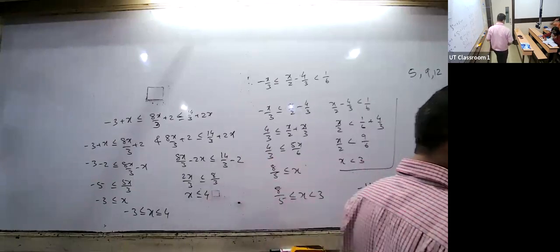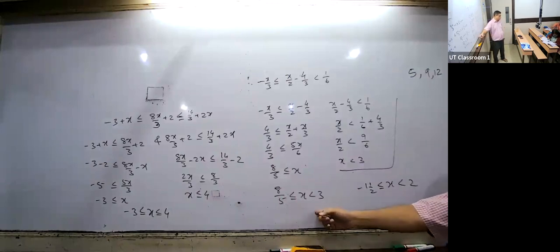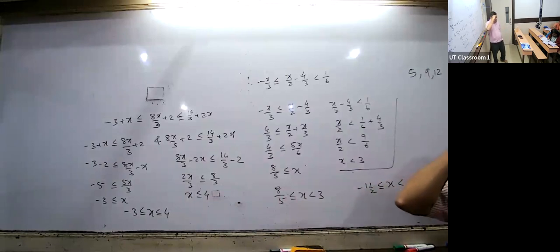Yes, sir. For question number 9, the answer given behind in the volume is 8 by 5. All of you got the same answer now? Same answer only got now? Yes. Okay, we are through with the inequalities.